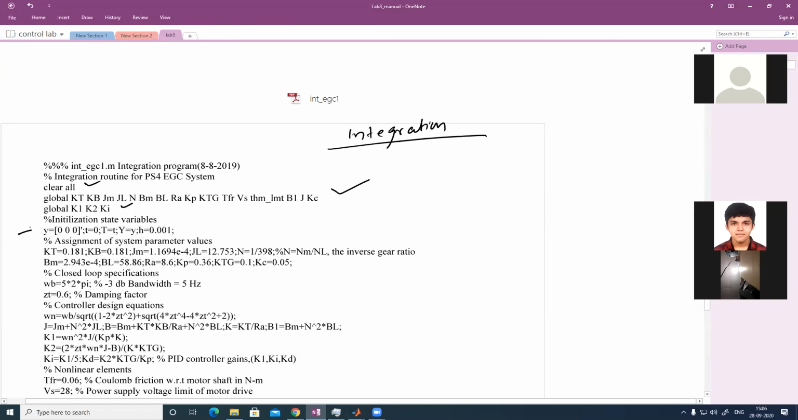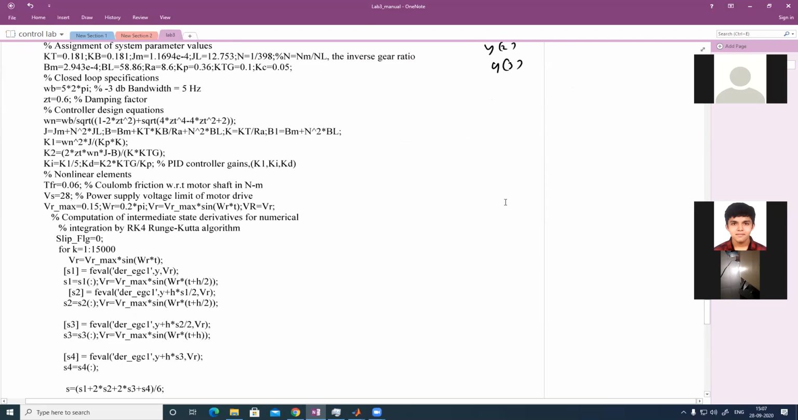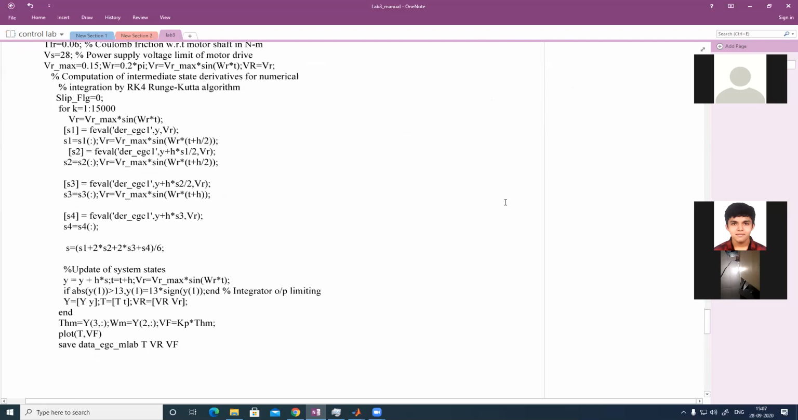And the initializing values: y is [0, 0, 0] transpose. So y is your y of 1, y of 2, y of 3. Y of 3 is theta, y of 2 is omega m, and y of 1 is acceleration. So theta is y of 3, omega is y of 2, and y of 1 is acceleration.